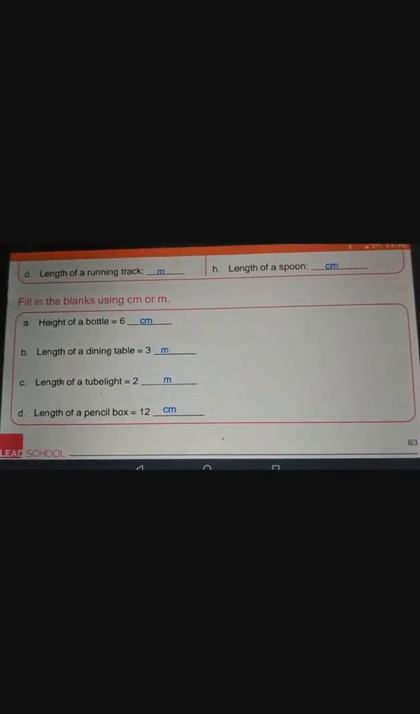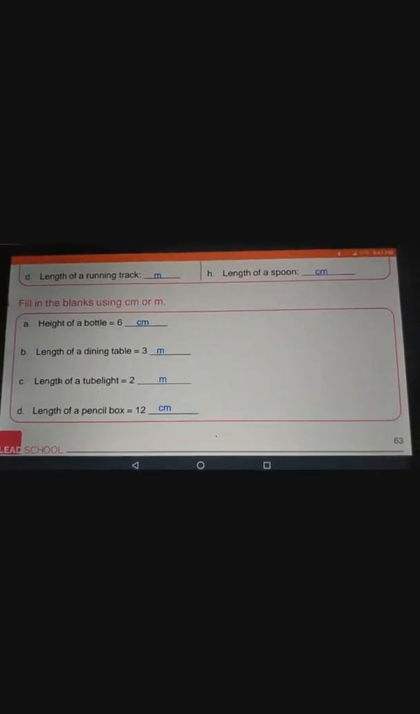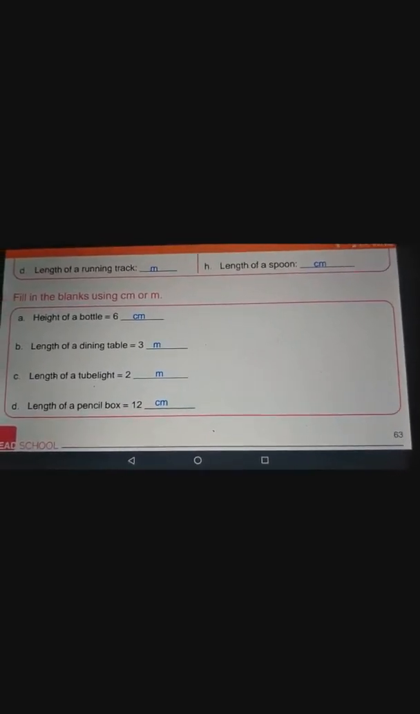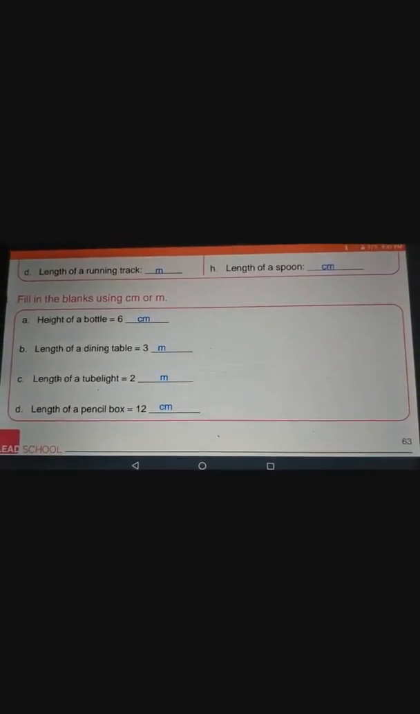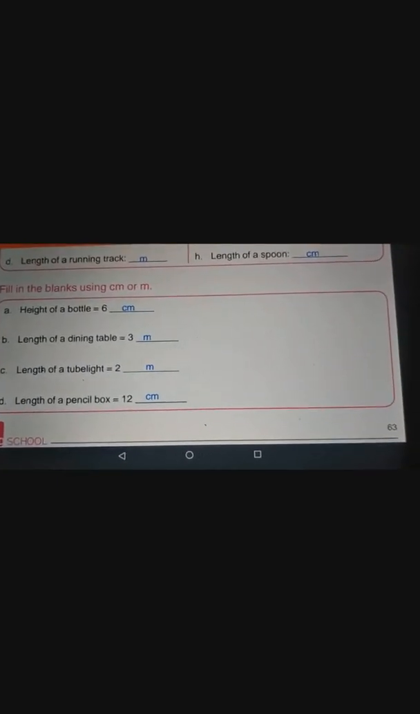Okay students, I hope your work is done. Now students, your homework is you have to complete the worksheet number 1 to 4. That worksheet you have to complete and send to me students before 1:30 in the WhatsApp group.